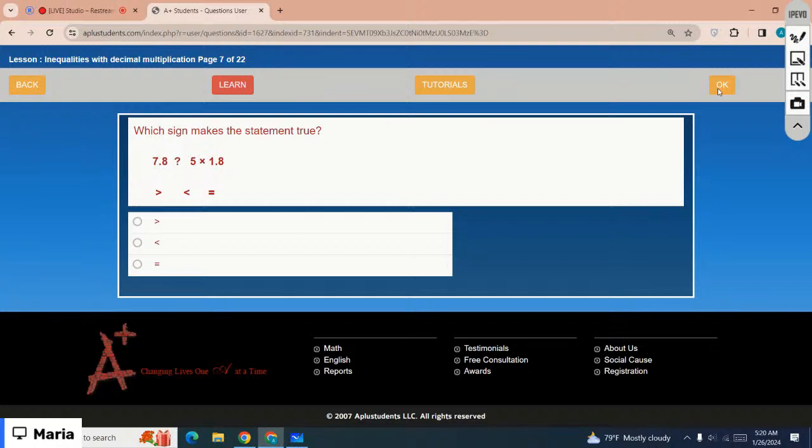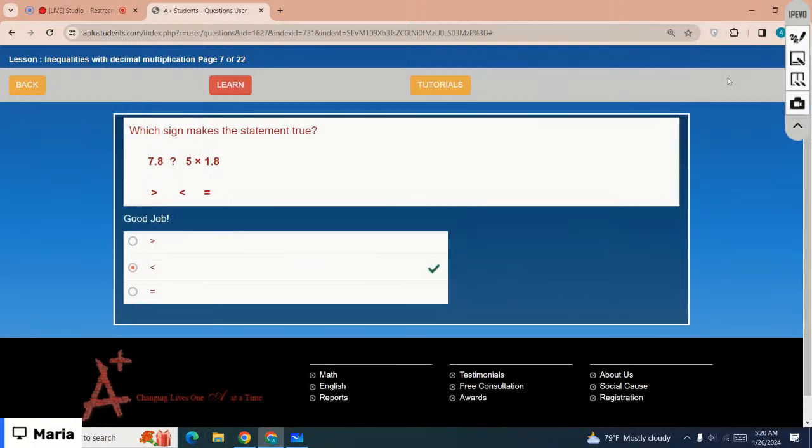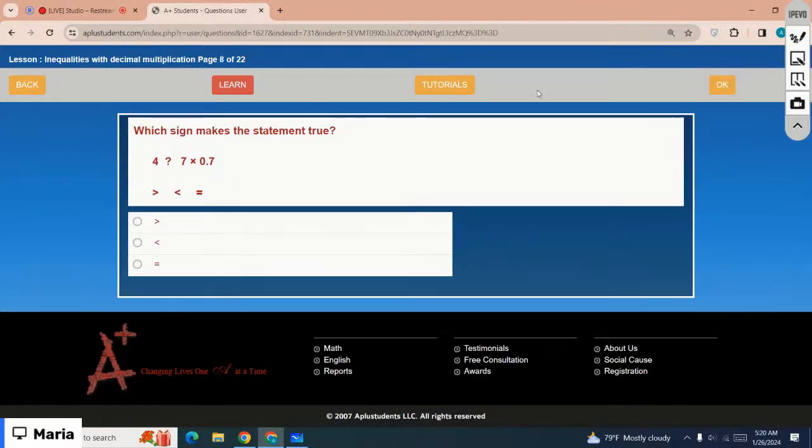Very good. 7.8 is less than 1.8 times 5, right? Because 1.8 times 5 is 9. So 7.8 is less than 9. The correct option is less than, right? If you solve the other side, you can find the correct option. Very good. Okay, you can complete the lesson by yourself later today. Let me just move on to the next lesson.